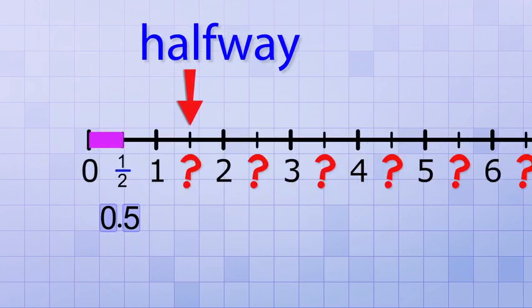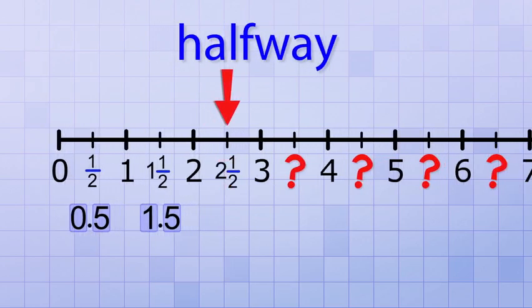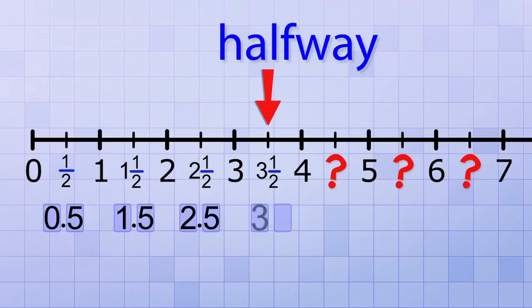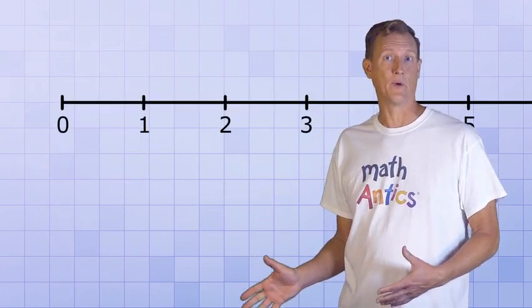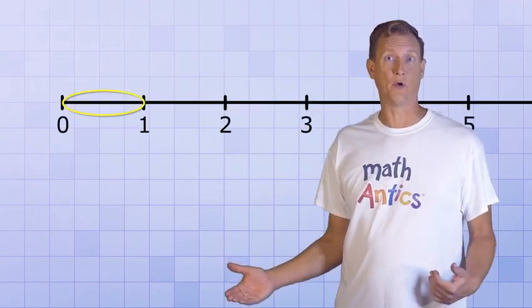The next one is a little trickier, since that mark is halfway between 1 and 2. That means that it's 1/2 more than 1 and 1/2 less than 2. In other words, it's the number 1 and 1/2, which has the decimal value 1.5. The next in-between mark would be 2 and 1/2, or 2.5. And the next would be 3 and 1/2, or 3.5. Get the idea?